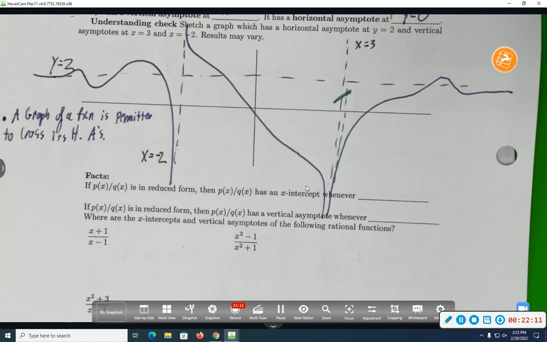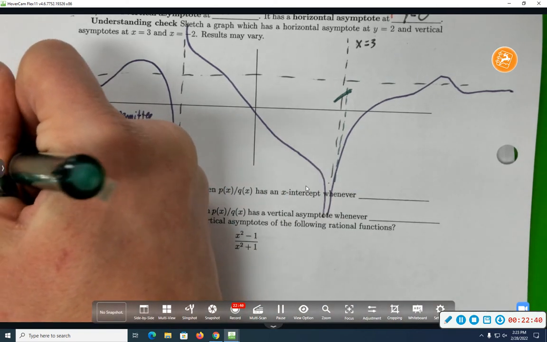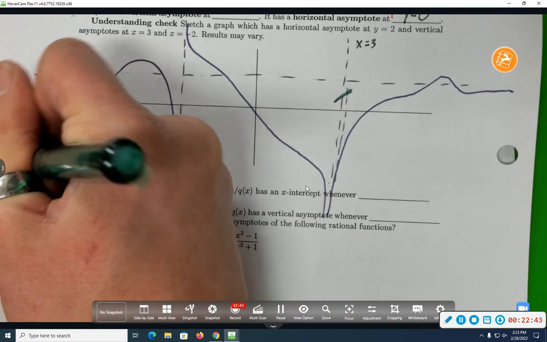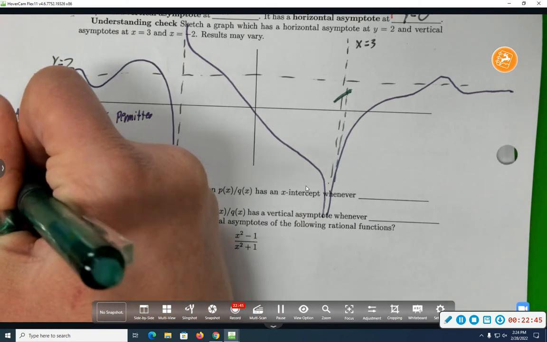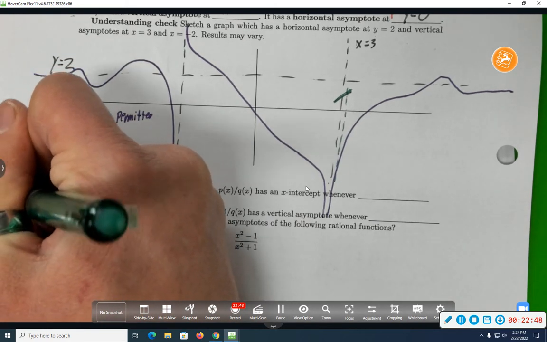So, let's talk about finding vertical asymptotes and finding x-intercepts. So here's one observation. Suppose you have something in reduced form. Let's try to find its x-intercepts. And let's just remember how you find x-intercepts. How do you find the x-intercepts of a function? So y equals 0 for your function. Yeah, you set the y value equal to 0. And the y value is the function value. So if you want to find the x-intercepts, you would set p of x over q of x equals 0.